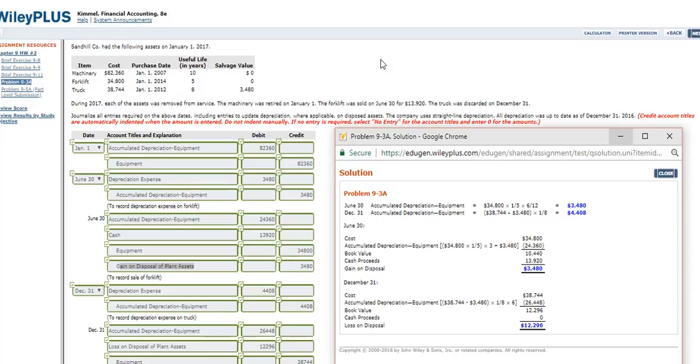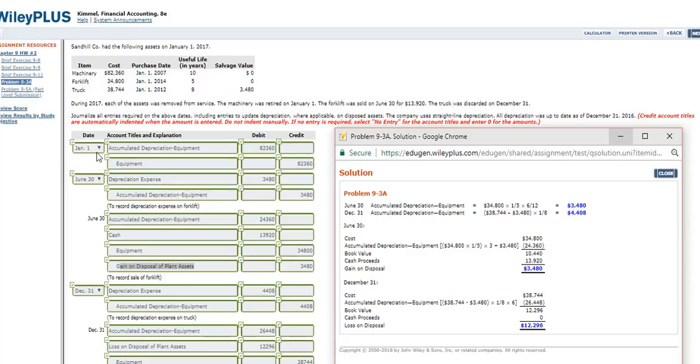We have here problem 3A from chapter 9. The information that we have is from Sand Hill Corporation, or company, with the assets on January 1st, 2017. We have here 3 items and we will work with the first one, which is machinery.